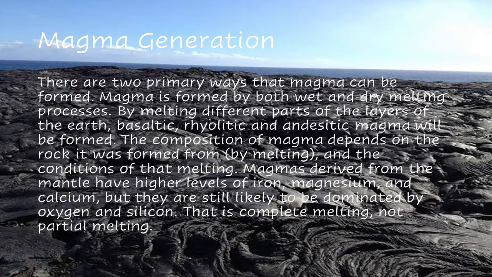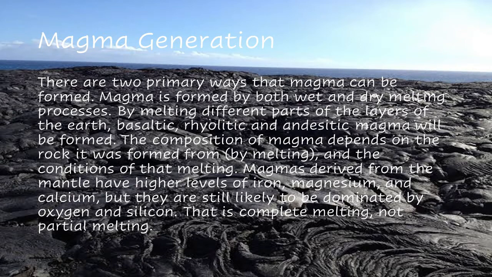Magma generation. There are two primary ways that magma can be formed. Magma is formed by both wet and dry melting processes. By melting different parts of the layers of the earth, basaltic, rhyolitic, and andesitic magma will be formed. The composition of magma depends on the rock it was formed from and the condition of that melting.